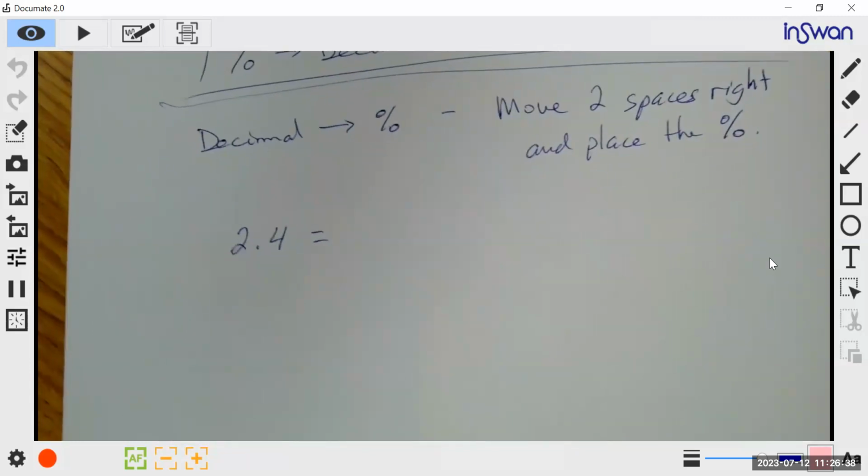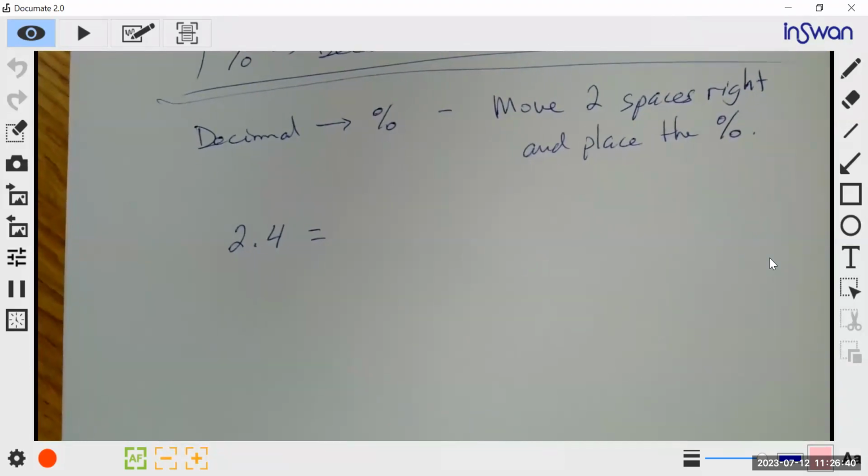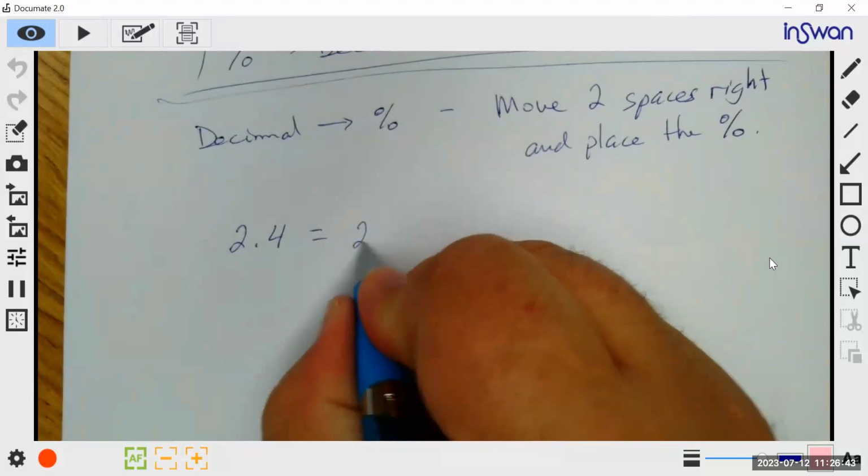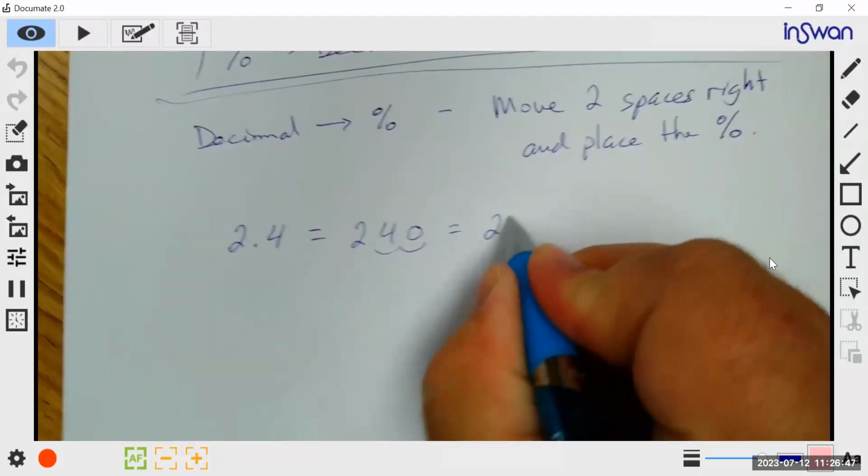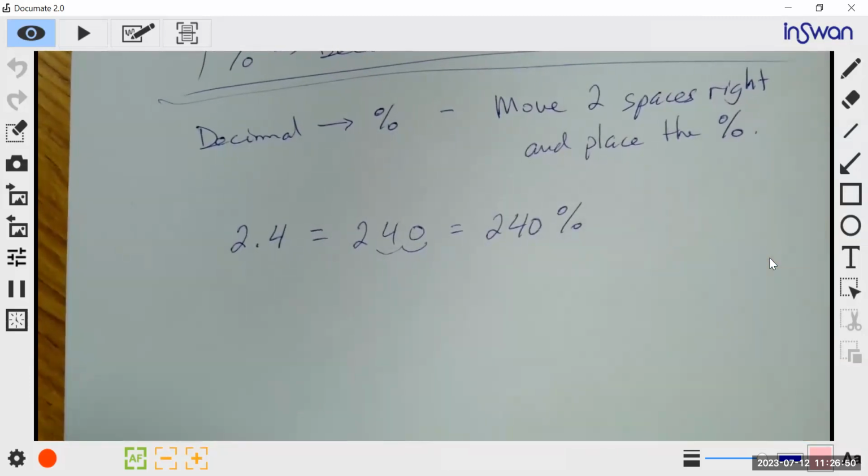So what is 2.4 in percent? I have 2.4. I move it 2 to the right, so it's 240, and put a percent symbol behind it.